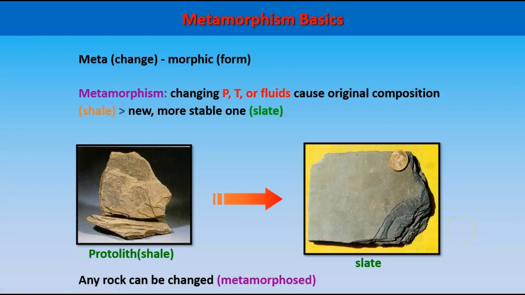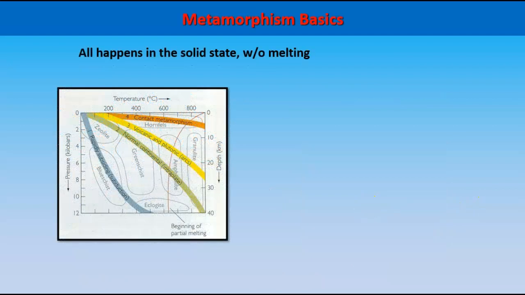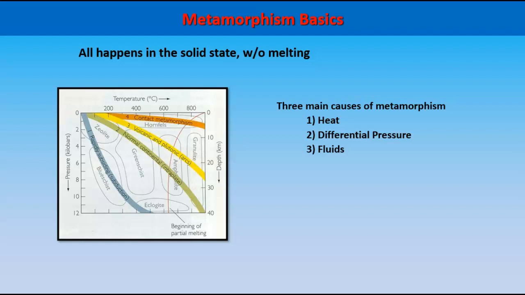And so remember, I can do anything. I could take a granite and metamorphose it, turn it into something else. I could take a basalt, a sandstone, a limestone. I can even take a pre-existing metamorphic rock and increase or change its metamorphism, change it into something else. So that's what metamorphism does for us. All of this is happening in the solid state, which means we're not melting the rocks, because remember, if we melt them, then they cool and crystallize.